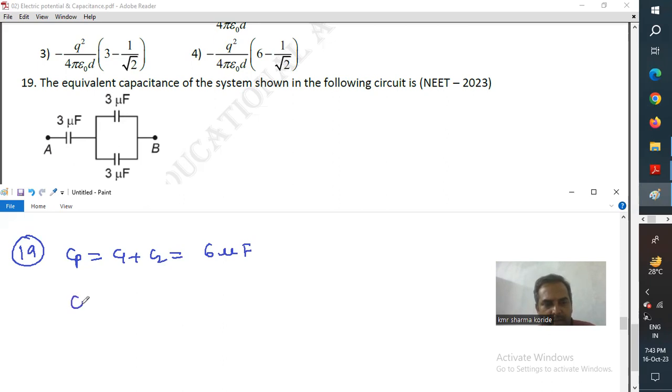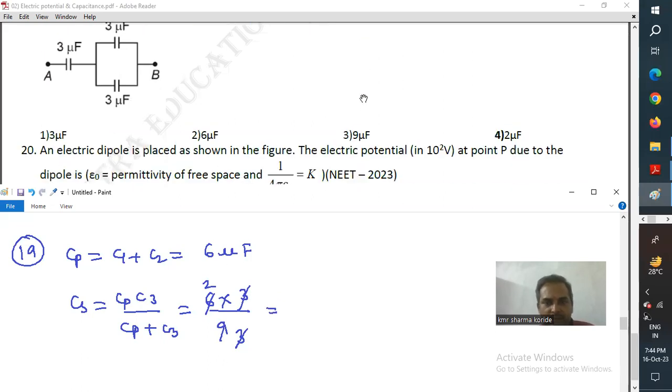So therefore, CS is equal to CP, the first one, and call this C3, divided by CP plus C3. So CP is 6 into 3 microfarad, you can write afterwards. Then this is 6 plus 3, 9. Therefore, this is 3 times, this is 2 times. So the final answer is 2 microfarad. The last option is correct. Moving to the next question.